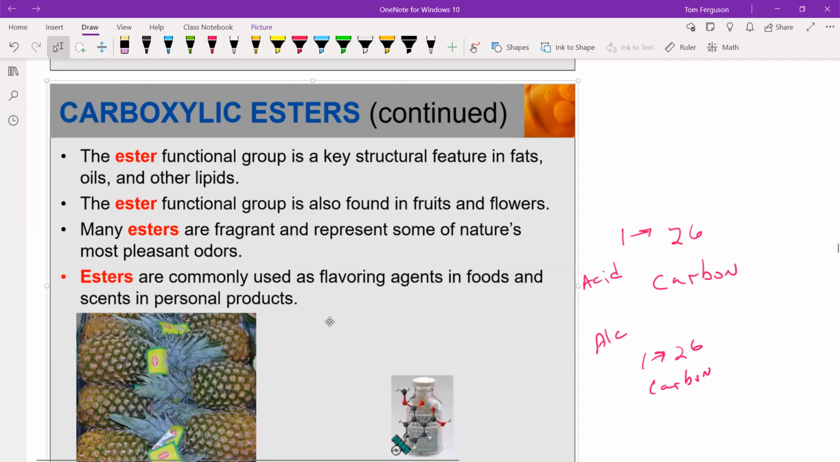Esters can be very volatile. Hence, you frequently see them around perfumes. When you're cooking, you frequently will smell an ester. When you're tasting food, you're frequently tasting an ester.